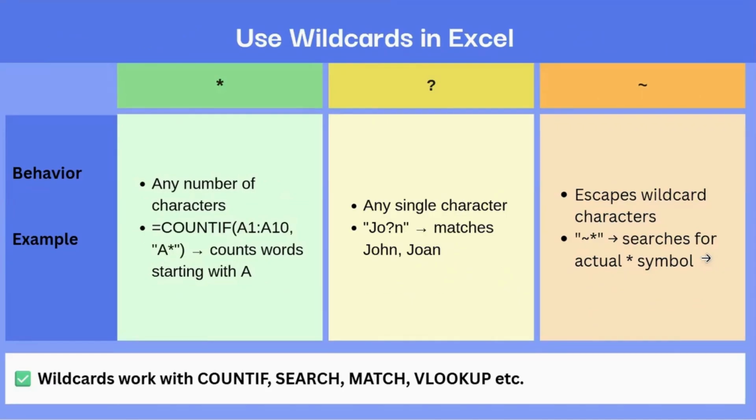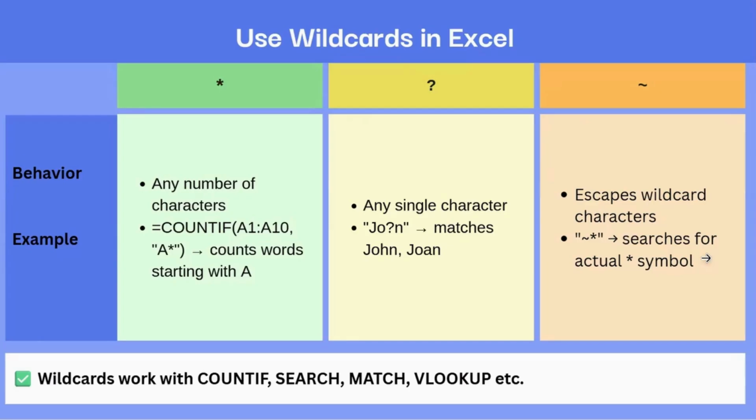Now, what are wildcards? Wildcards can be used with COUNTIF, SEARCH, MATCH, or VLOOKUP functions. The asterisk wildcard is used to match any number of characters. Suppose there are names in your dataset that start with A, and you're not sure of the number of characters in that name, and it could vary across your column or dataset. In that case, you can simply write A*. Basically, it starts with A, and then any number of characters with the asterisk.